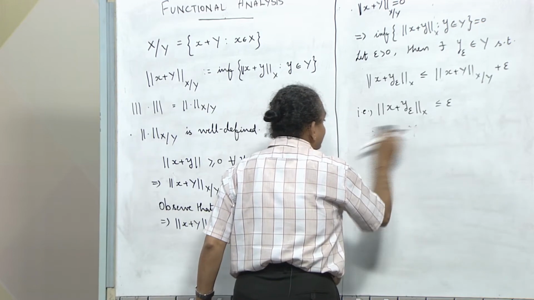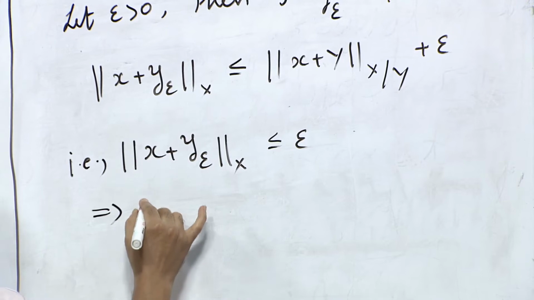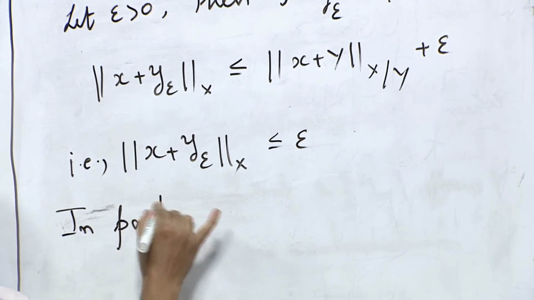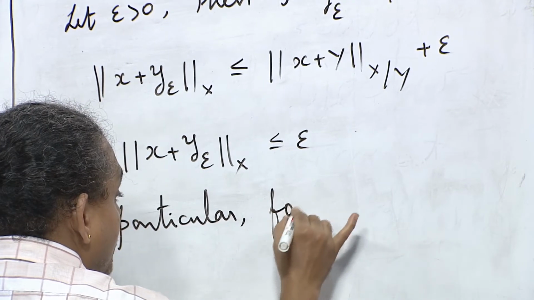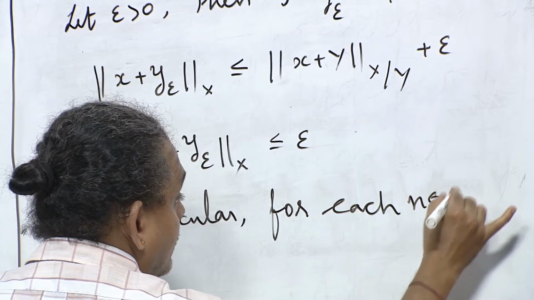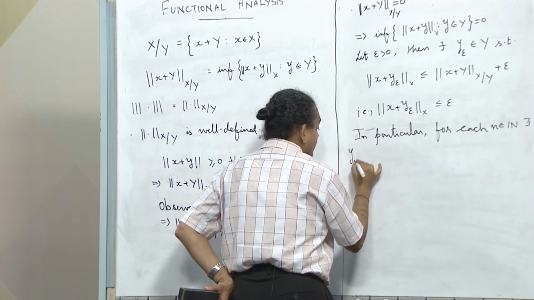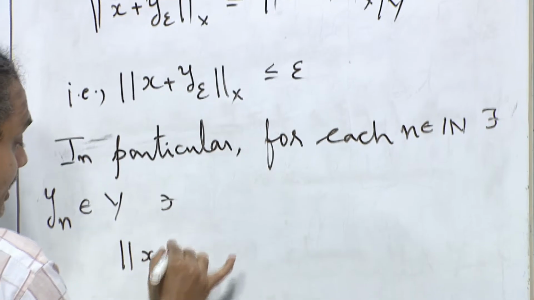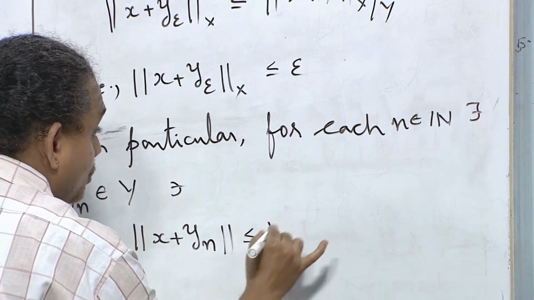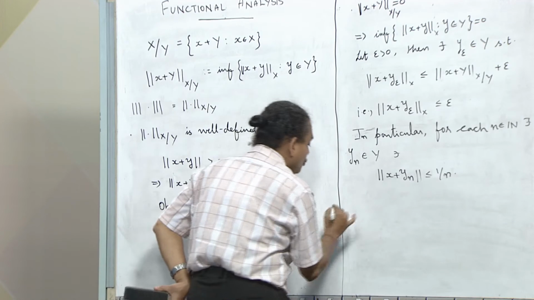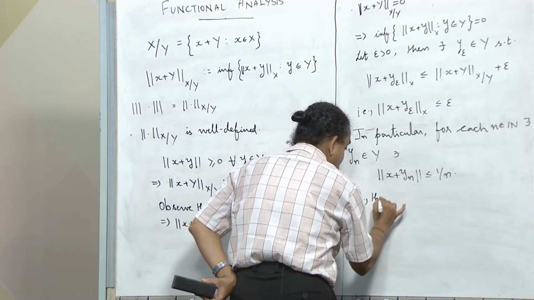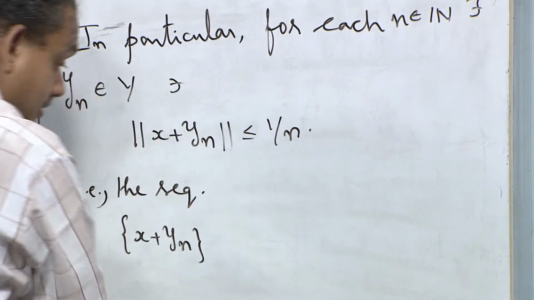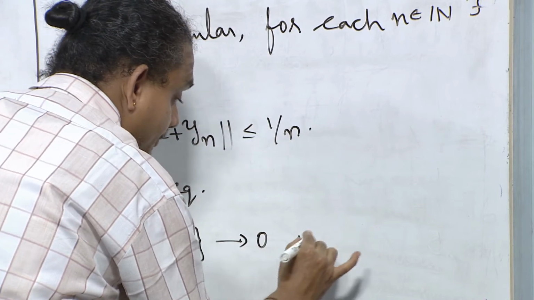Well, so this in fact tells us, so this will imply that, in particular, for each epsilon, for each n in N, there exists y_n in Y. Instead of writing it as 1 by n, I am writing it as y_n in Y, such that the norm of x plus y_n is less than or equal to 1 by n. So, that means the sequence x plus y_n converges to 0 in X.